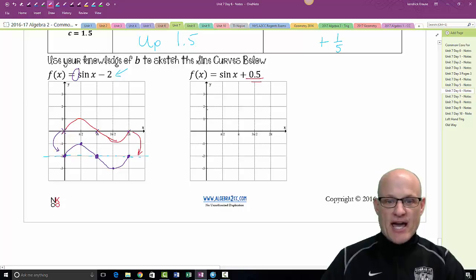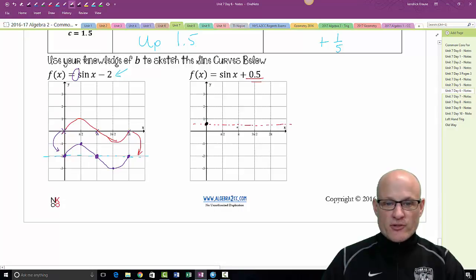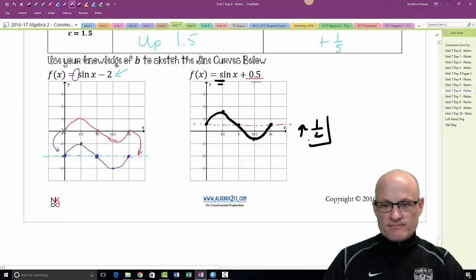This one's going to go up a half a unit. So my new midline is going to go right there. Let me put this in. I'm going to start at 0. I'm going to end at 0. I'm going to be 0 in the middle. My highest value goes up 1 from here. Up 1 from here would be here. Down 1 from here would be here. So this would be my new sine curve, just shifted up a half a unit.